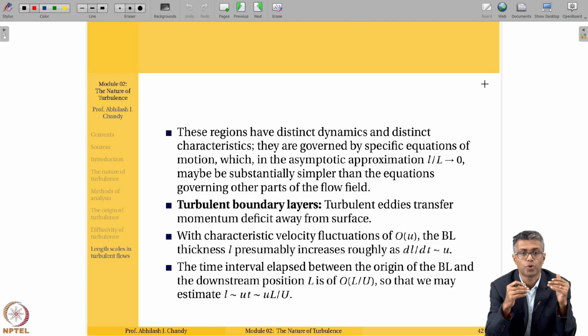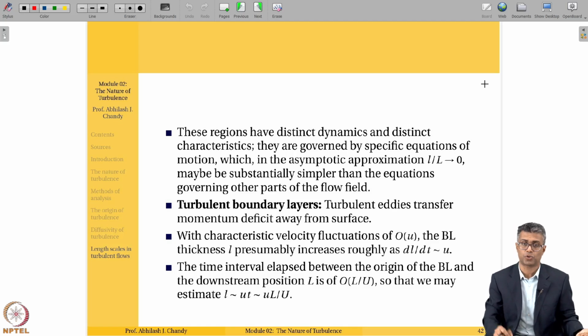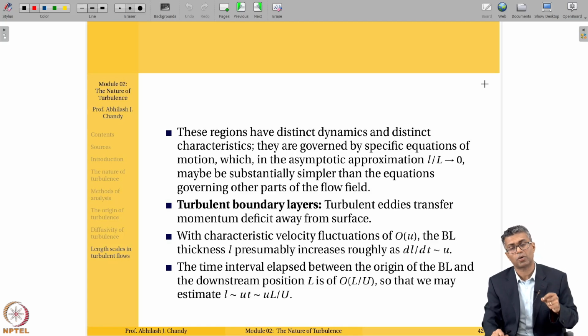So you can have these regions have distinct characteristics, right? They are governed by the asymptotic approximation that l over L tends to 0, and they tend to be much simpler than the actual Navier-Stokes equations. The Prandtl boundary layer equations are an example of that. So now let's think about the turbulent boundary layer, and let's have a discussion on that.